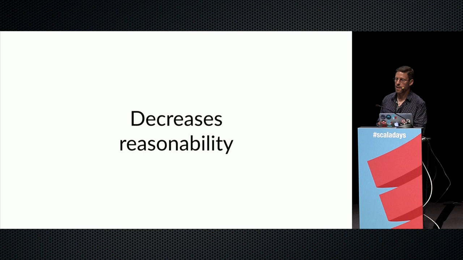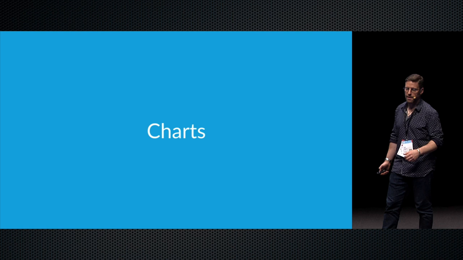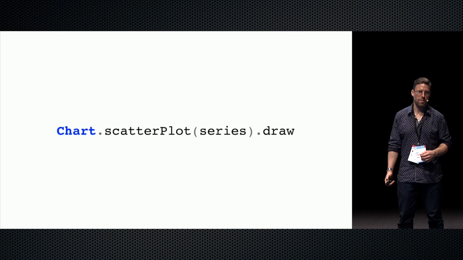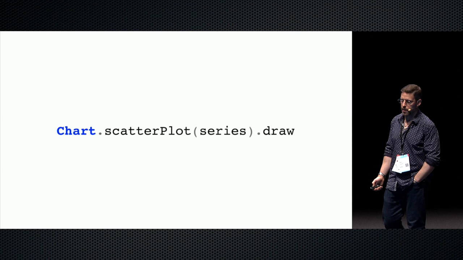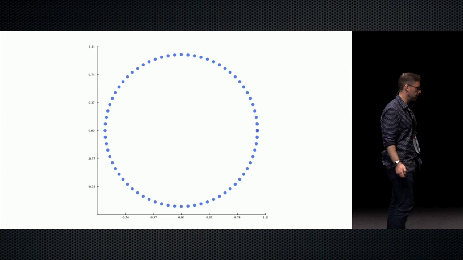Let's start with the chart languages. So this is the least expressive, the highest level of abstraction, and this is for doing what I think most people want to do when they visualize stuff, which is to do things like scatter plots and bar charts and so on. So in Doodle, if you wanted to plot some data, you would do something like this, chart, scatter plot, a series, and draw it, and we get a result just like we saw earlier. So this is Doodle output here.